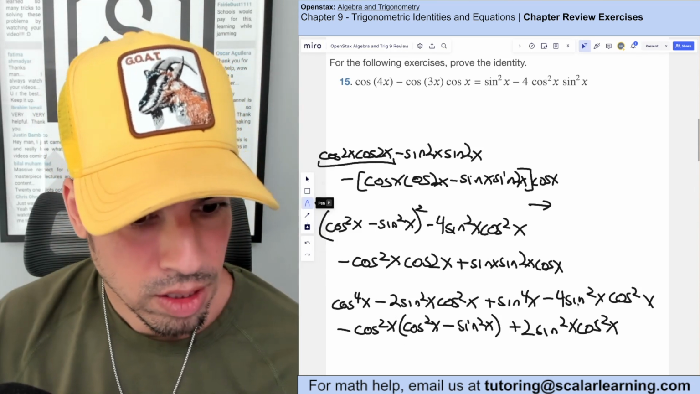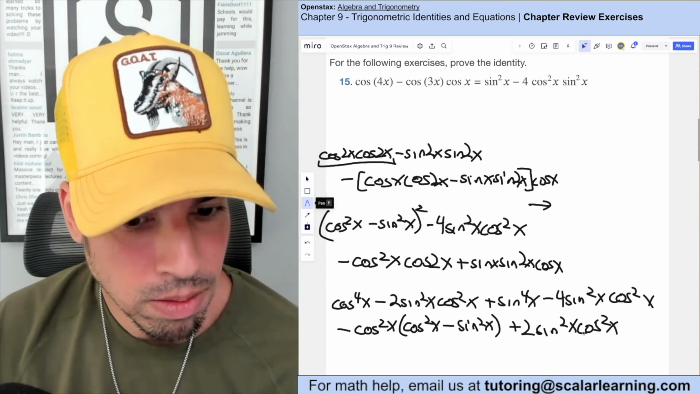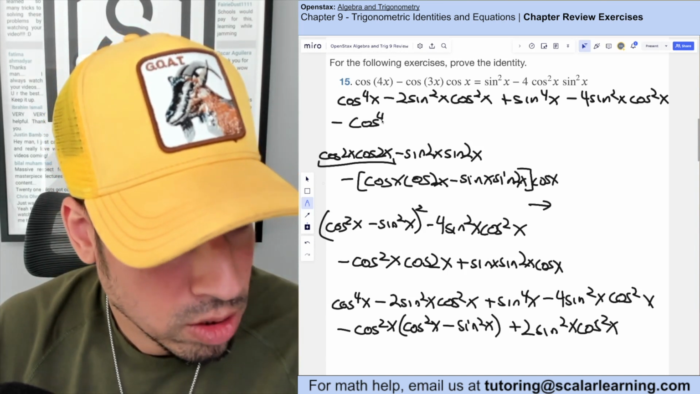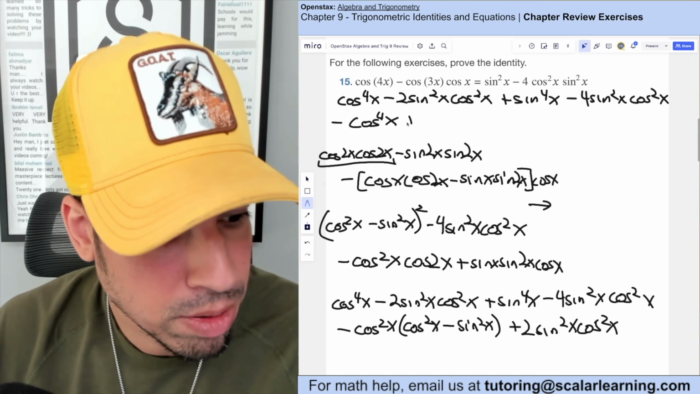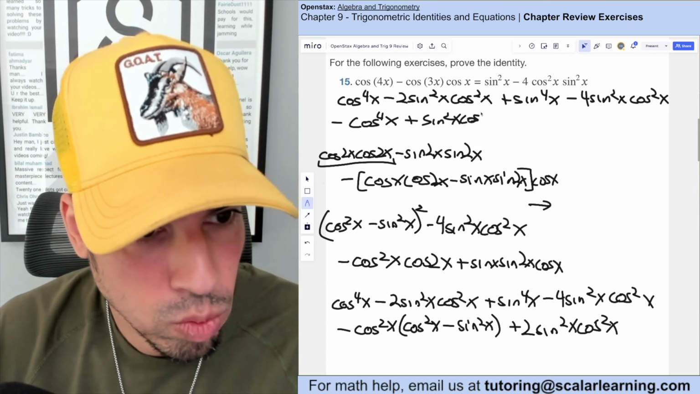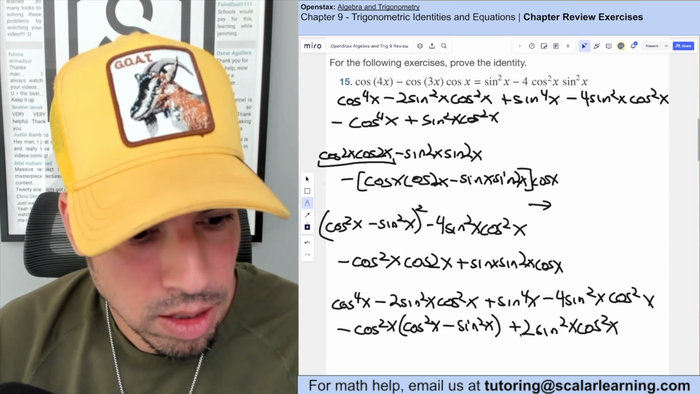So all of this top row is pretty chill. It's the bottom that needs to be simplified. As we distribute the cosine squared, we get minus cosine to the fourth x, and then plus sine squared x cosine squared x, and then this is just chilling.